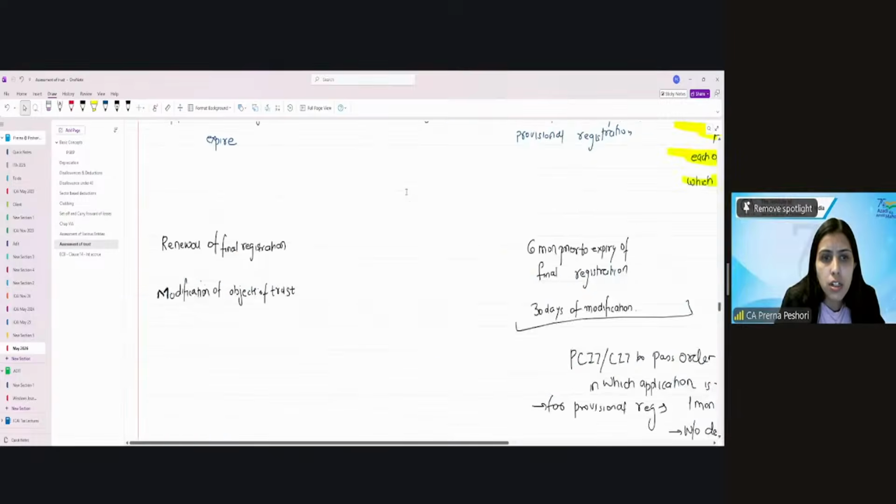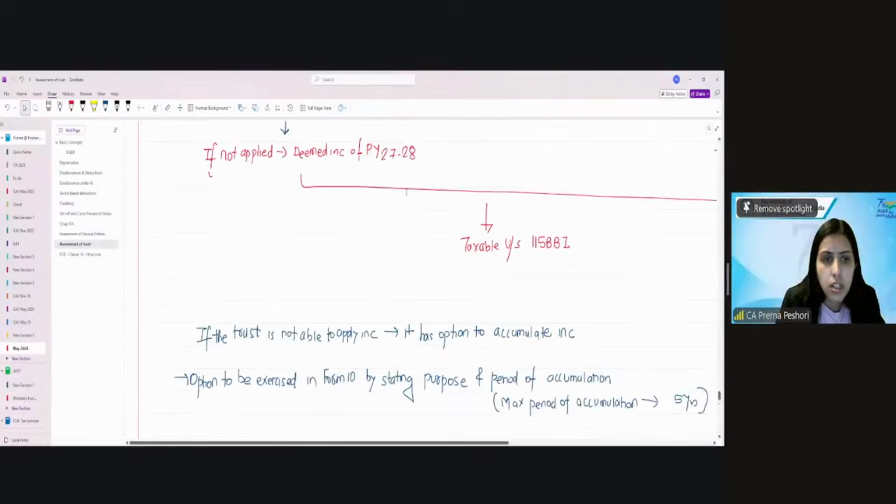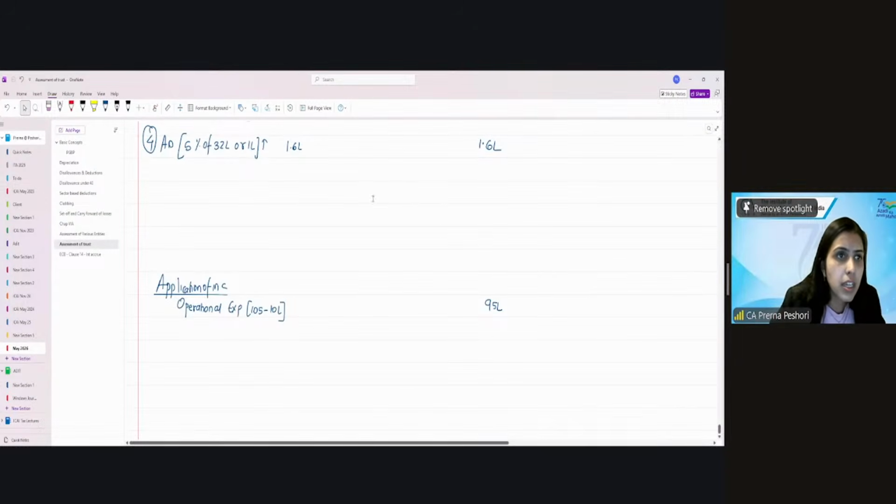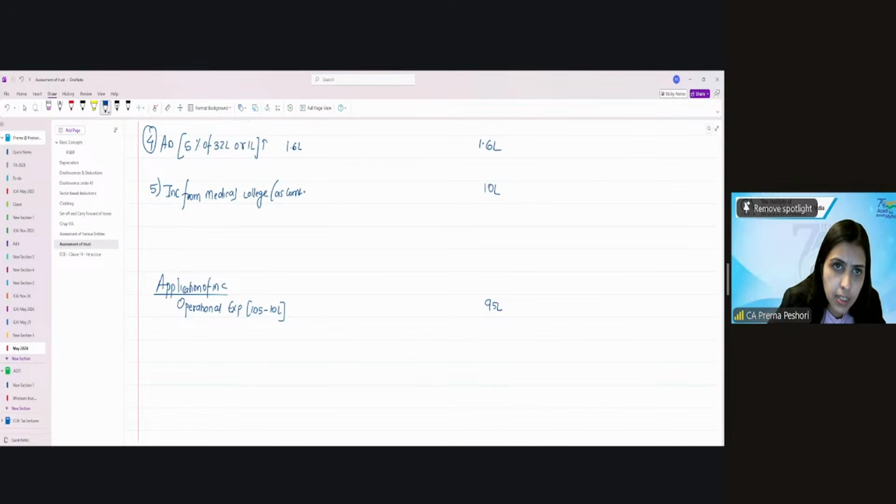Okay. So here, income from medical college, this is 10 lakhs, as the combined receipts of medical college plus hospital. Clear?